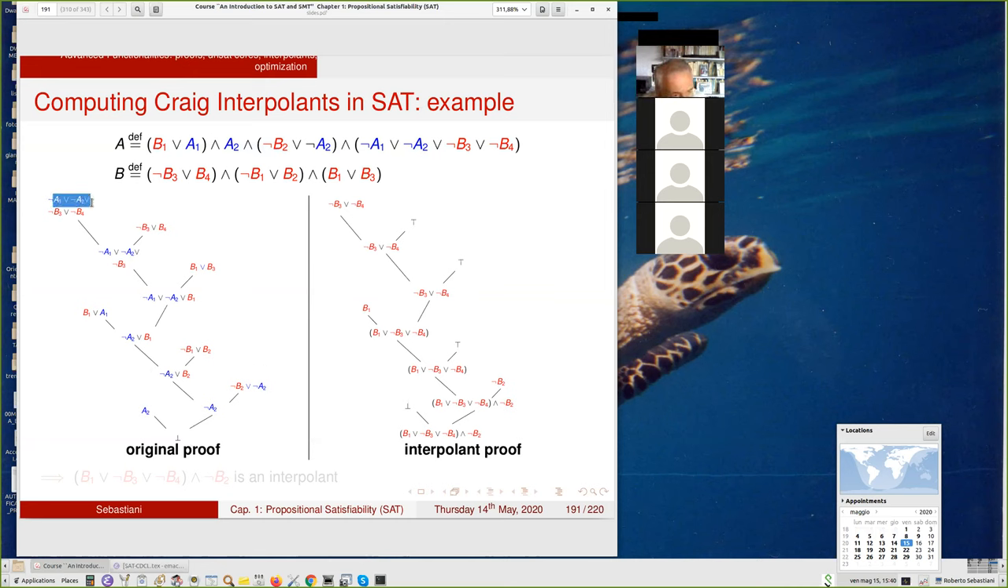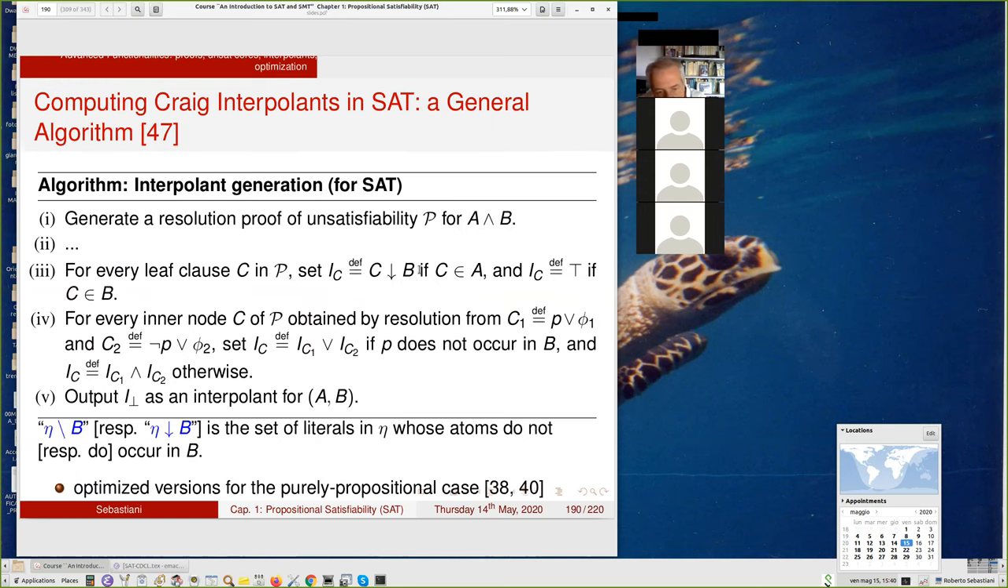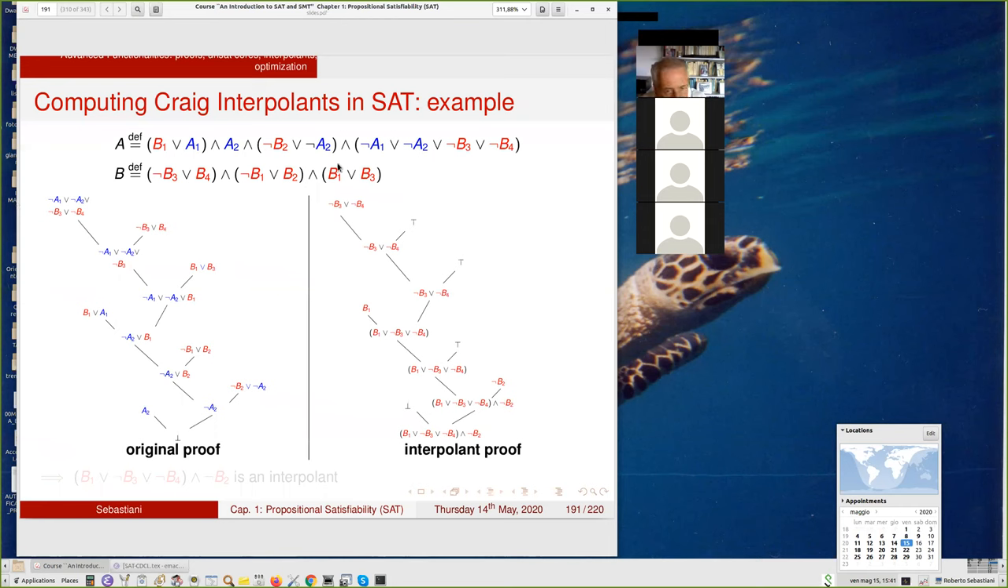Let's take the first leaf clause. First we have to rewrite the leaf clauses. Remember, if the leaf clause belonged to the formula A, then we took its projection on B. Otherwise, we take true. Well, here this belongs to A, yes. So we substitute it with its projection, which is the B part: B3 or not B4. This node here instead belongs to B, so we substitute it with true.